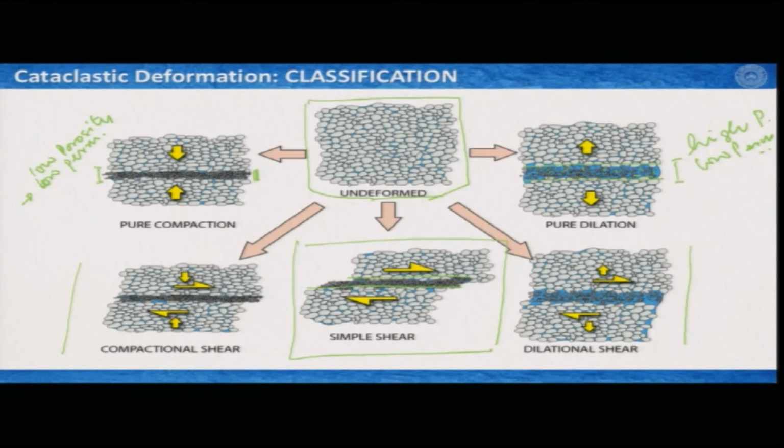So, these are the 5 end members, or I would say these 3 are the end members: pure compaction, pure dilation and simple shear, and any combination between them can happen. So, within the 3 end members you can have the localized deformation, localized cataclastic deformation, and based on the way the rocks are deforming, whether it is compaction, dilation or simple shear, the porosity and permeability of the rock would vary accordingly.